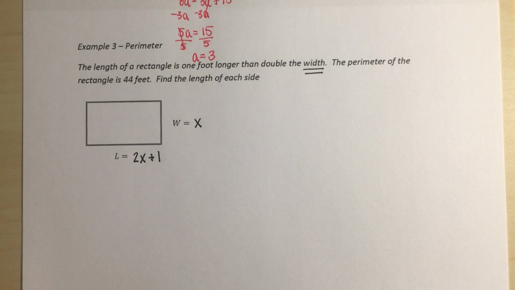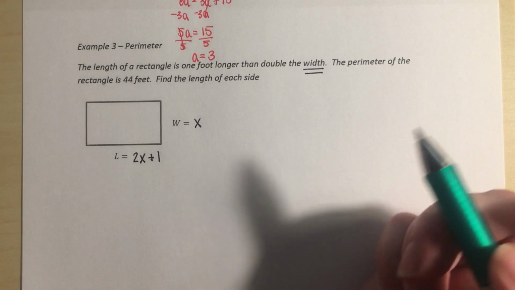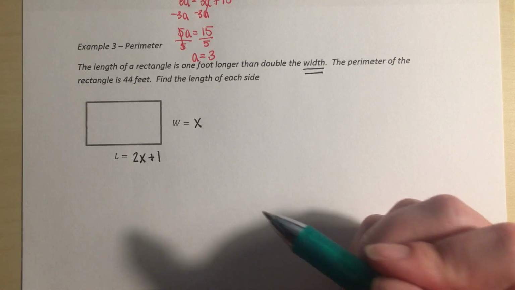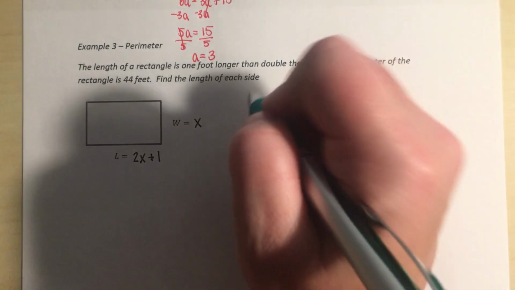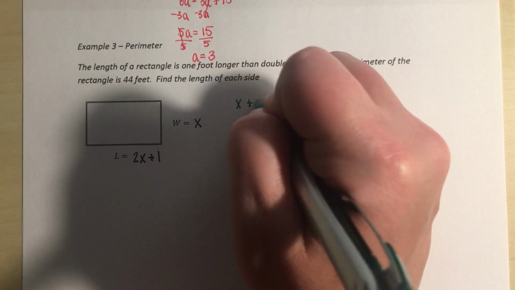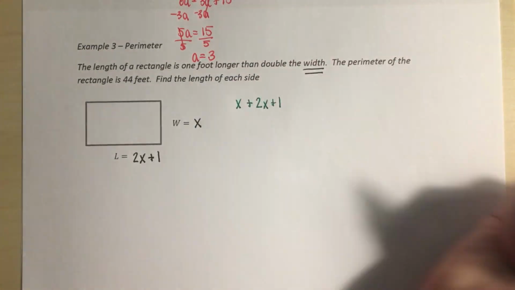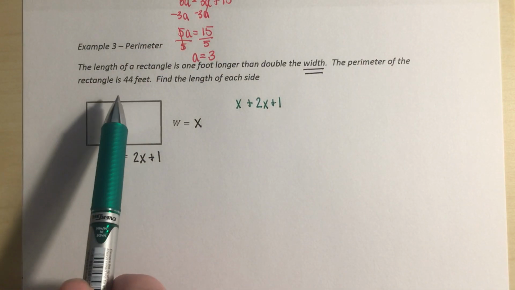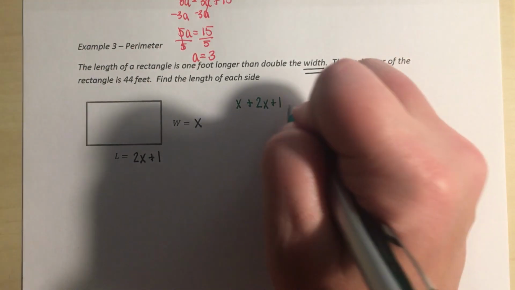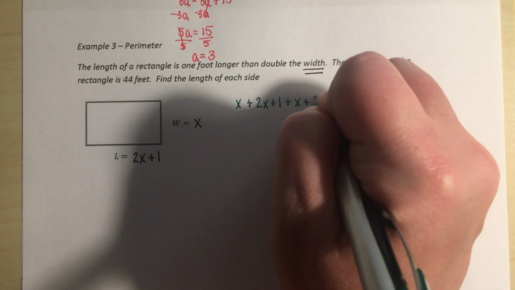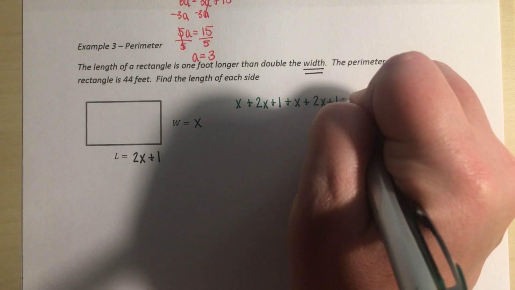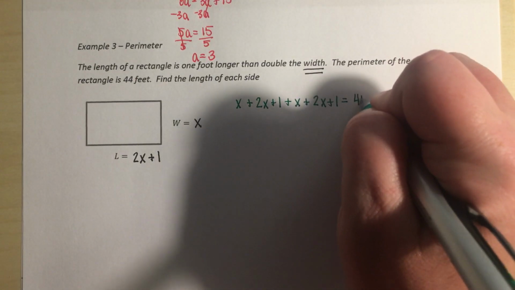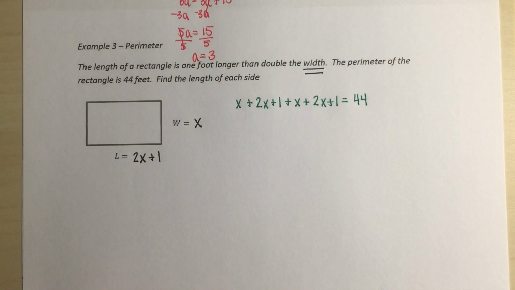Now that we have these sides identified, we can go ahead and write our equation. We know perimeter is based off of addition, so we're going to add all of our sides together. So we have a width of x, we have a length of 2x plus 1, but then don't forget that this side over here is also x, and that top part is also 2x plus 1. So we're going to make sure we add those in again. And we're told that our perimeter is 44.